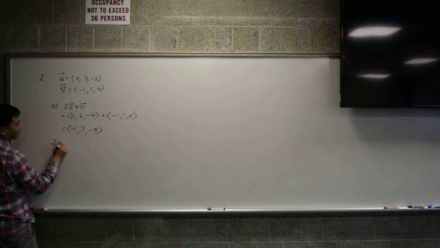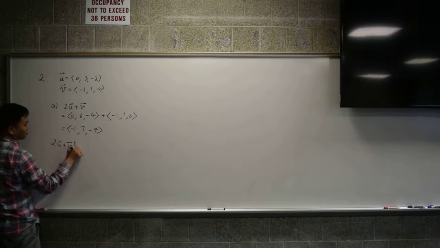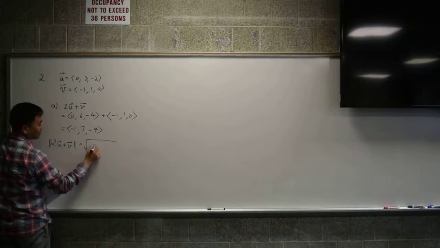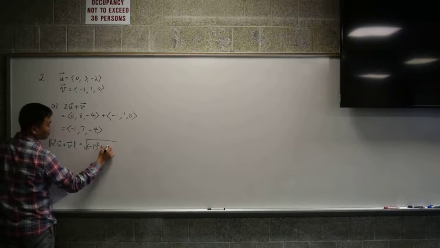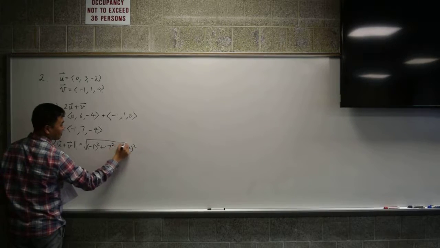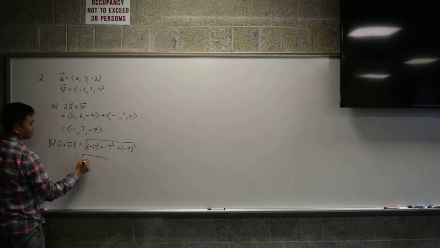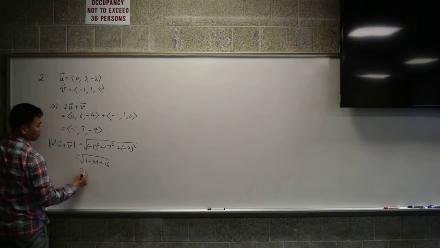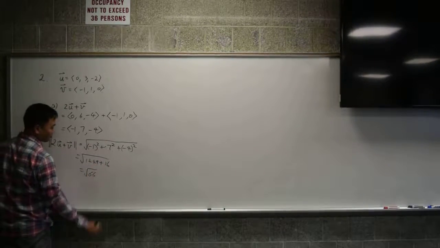And if you want the magnitude, just take the norm, which is the square root of negative 1 squared plus 7 squared plus negative 4 squared, which is 1 plus 49 plus 16. That's square root of 66.